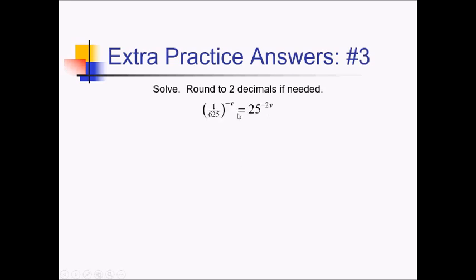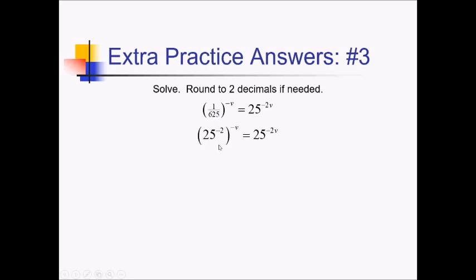For this problem, I noticed that 1 over 625 and 25 both have a common base. These are both powers of 5. In fact, they're actually both powers of 25. So if I'm using the common base method, I could leave this 25 to the negative 2v the way it is. But this 1 over 625, I can really express this as 25 to the negative 2 power.